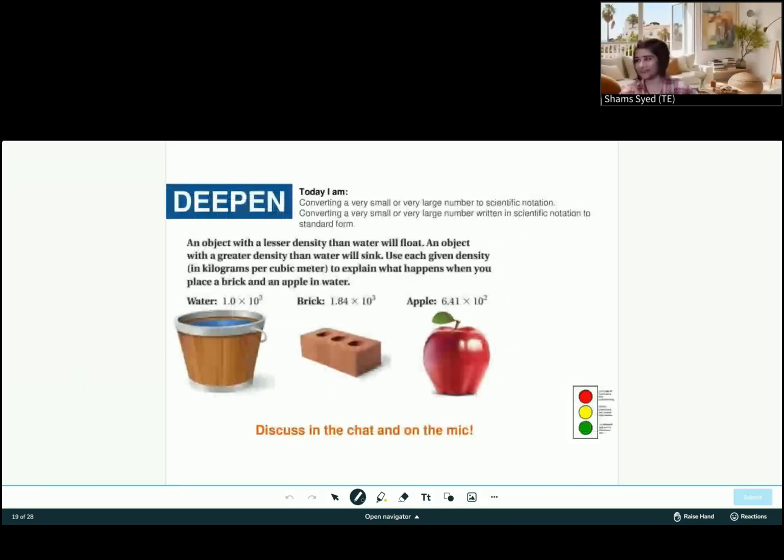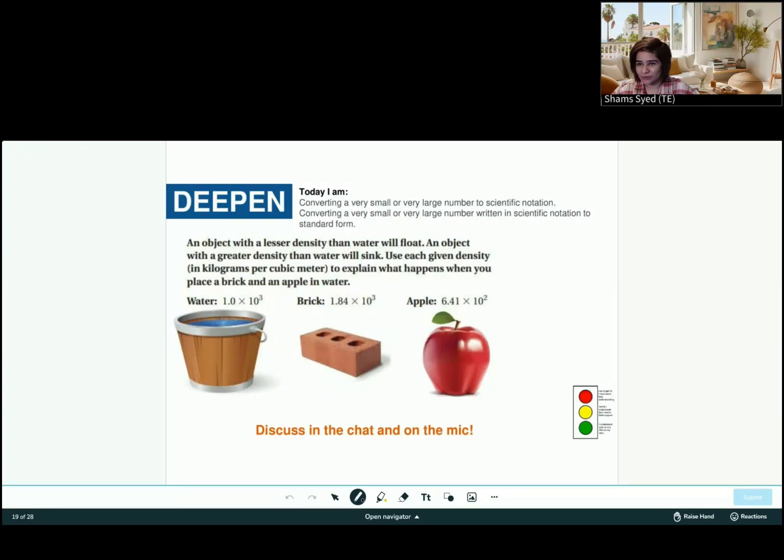Now, this is another thoughtful question. Let's see how you guys think about this one. Well, listen carefully. Here's a little story. An object with a lesser density than water will float. You guys know, right? When we jump into a pool and there's so much water, we are less dense than the water and we float, right? Because the water is way too much compared to us. So keeping that in view, they've given you a bucket and this is the density of this water.